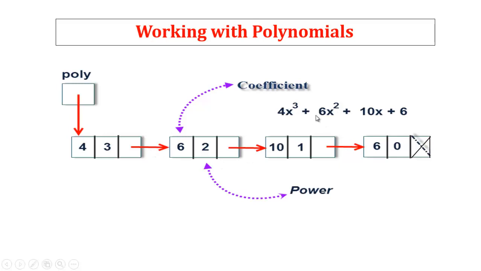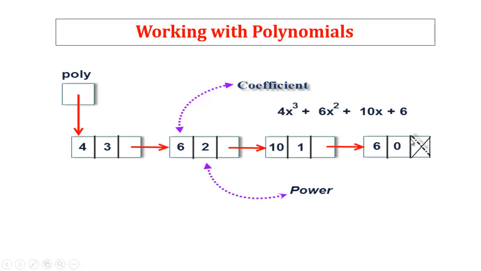And the second one is 6x power 2. 6 is called a coefficient, 2 is called a power, and then the second node points to the third node in the list, that is 10x. 10 is called a coefficient, x is called an exponent, that is power 1. This node points to the next node in the list, and then 6 is the only coefficient, there is no power value.